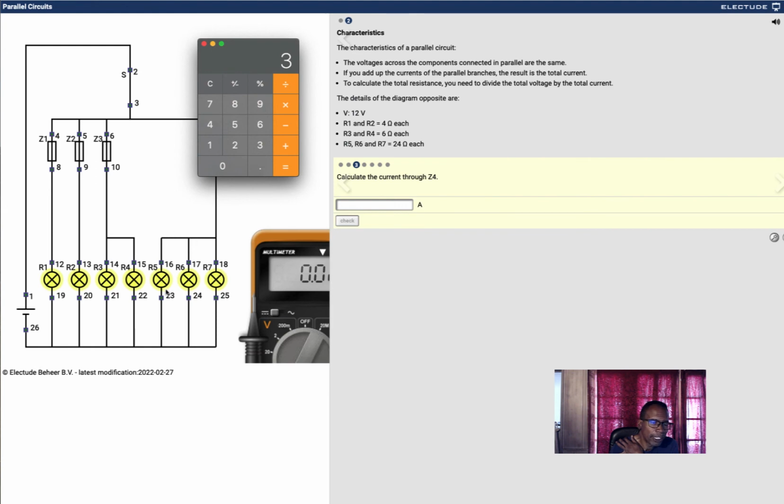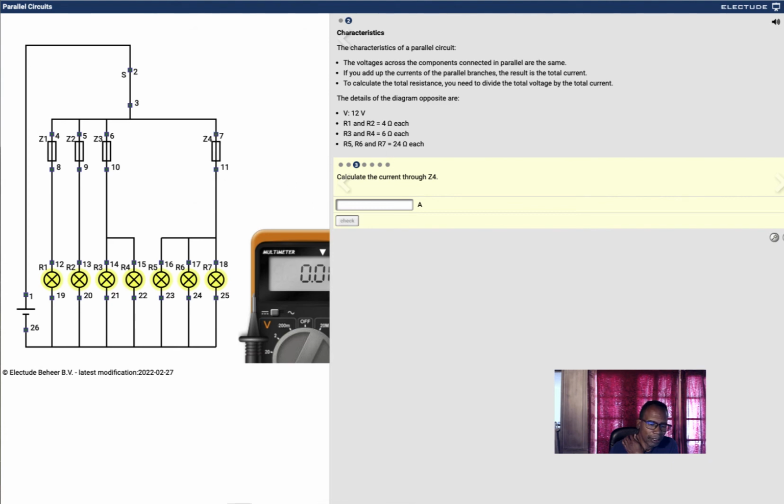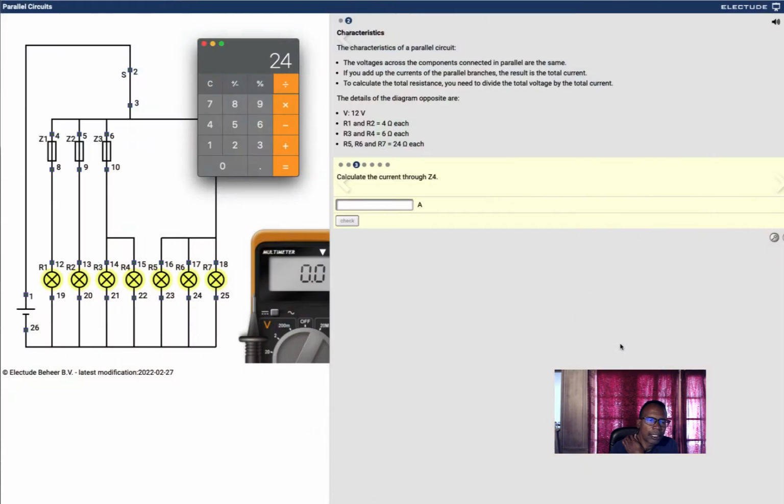How much current is going to run through this leg? Then we add them all up, because basically they're just individual series circuits. That's the easiest way to do it. So we take the 12 volt battery and divide it by 24, which equals 0.5. Since they all have the same ohms, 24, 24, and 24, they all going to be 0.5. A half amp runs through each leg, because they all have the same resistance.